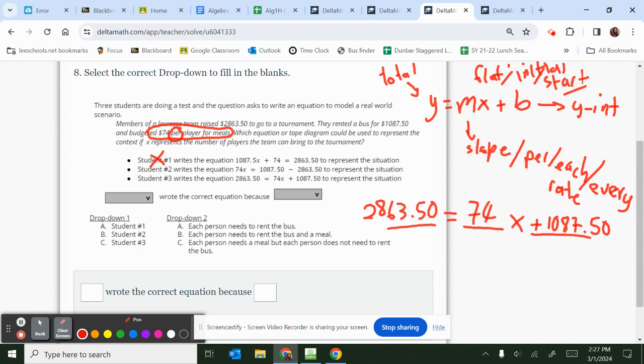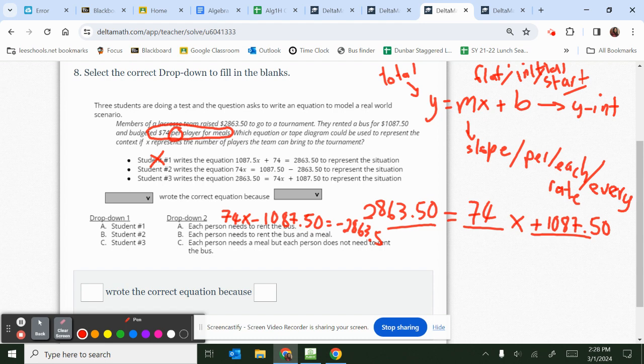What about student 2? Student 2 is also wrong. I could make it look something like this, but it would not be correct, because if I try to move this number over here, I would have 74x minus 1087.50 equal negative 2,863.5. And that one would be wrong.